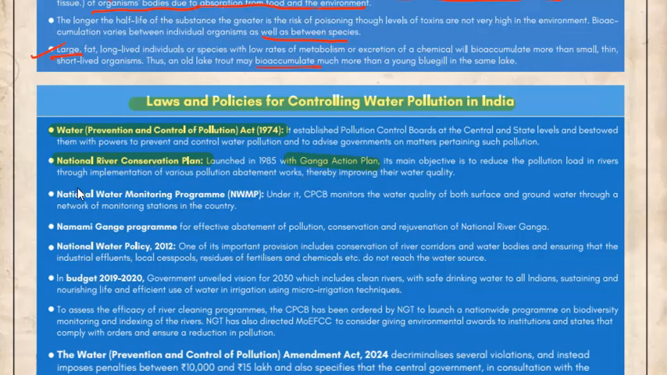It is for the overall rivers also. National Water Monitoring Program: under this, CPCB, that is Central Pollution Control Board, monitors the water quality of both surface and groundwater through a network of monitoring stations in the country.